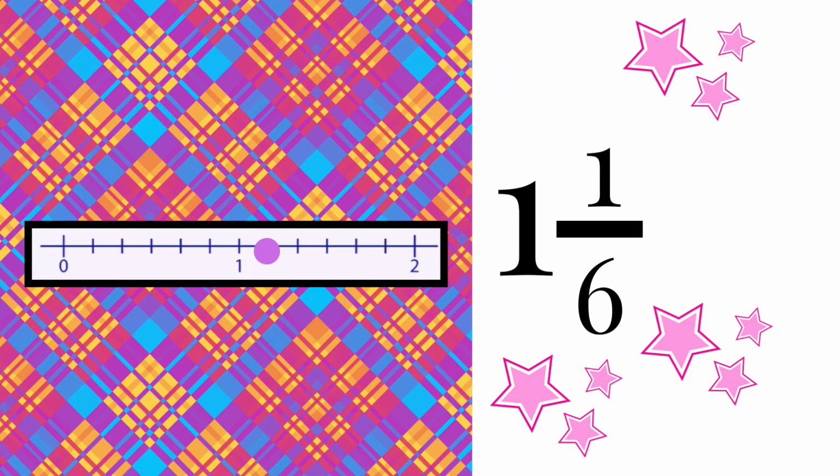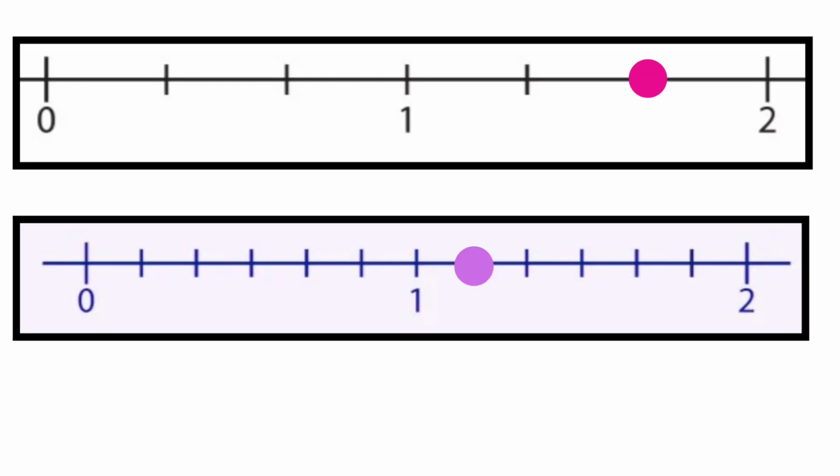The next number we're looking at is 1 1/6, which is already a mixed number, so we don't need to convert it. We can go ahead and plot it directly on the number line. This makes the comparison process simpler since we can immediately see where it sits relative to the other numbers.